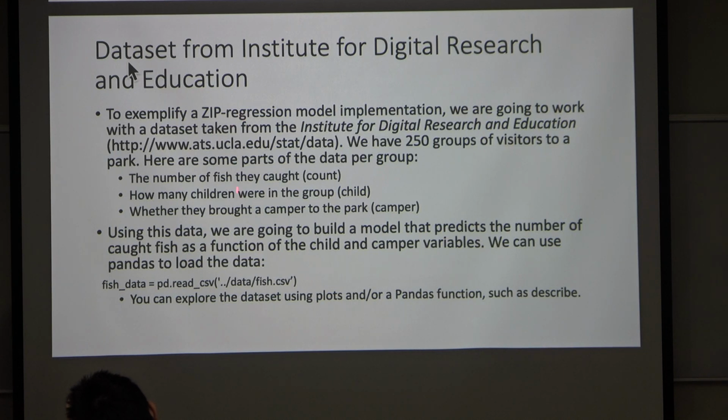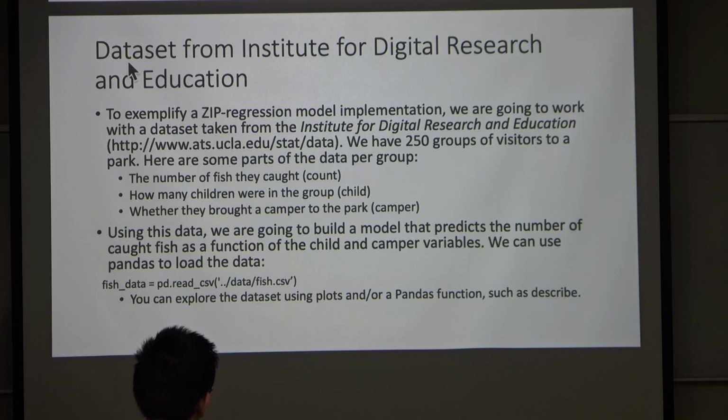Anyway, using this data we are going to build a model that predicts the number of caught fish as a function of the child and camper variables. So we are going to use the second one and the third one as features to predict the first one. We can use pandas to load the data. For the fish data, we just read the CSV. This data set is called fish.csv, which is provided by the book.